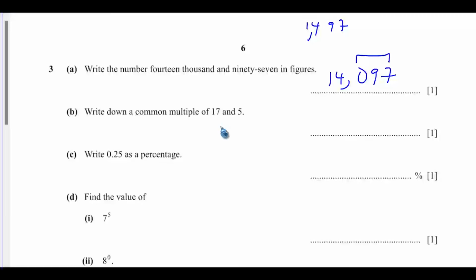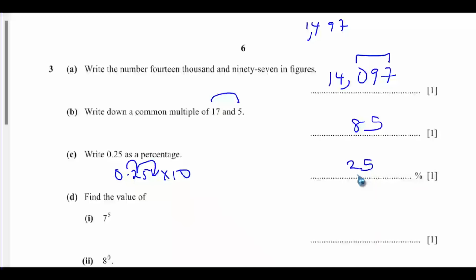At B, write down a common multiple of 17 and 5. The common multiple of 17 and 5 will be the product of the two. 17 by 5 will be 85. Write 0.25 as a percentage. You just have to multiply it by 100. If you do that, you shift the decimal point two places, and that will give you 25%.